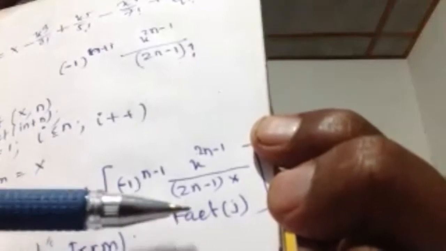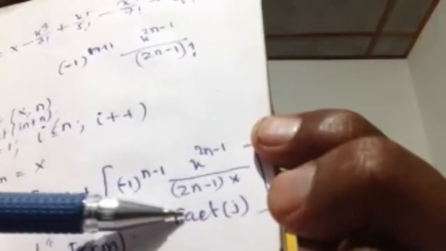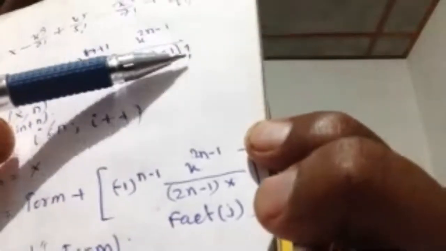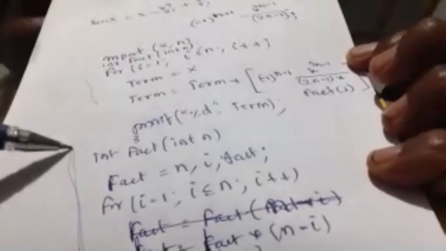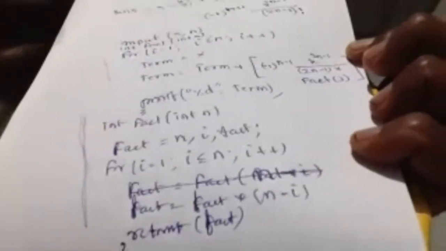Once i becomes 1, it will return factorial 1. i becomes 2, it will return factorial 2. i equal to 3 will become factorial 3, because this is a factorial. Are you getting? This is the main program. Then this is the subprogram. Here I am putting the logic only. It's clear?